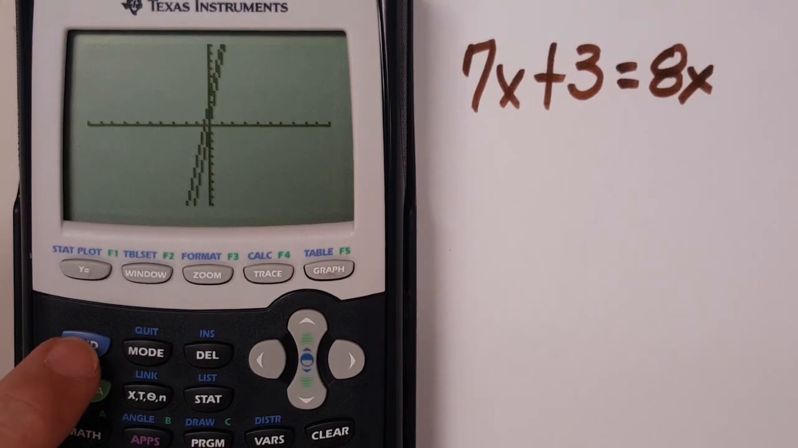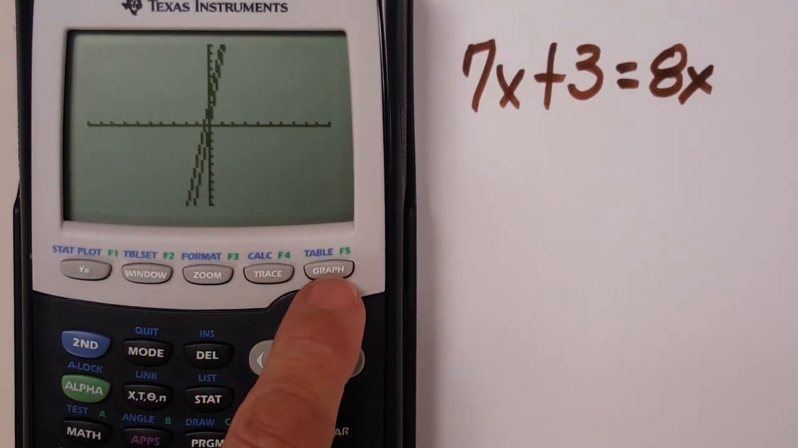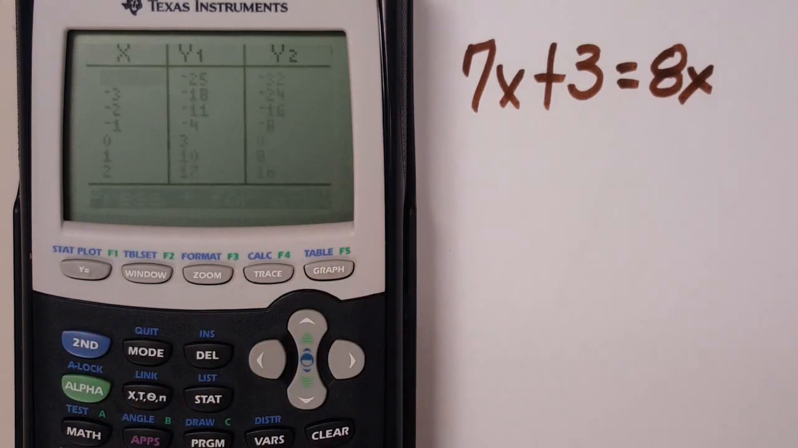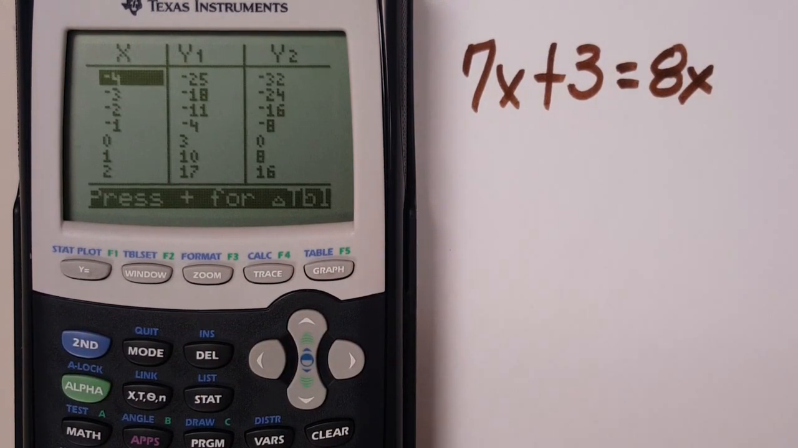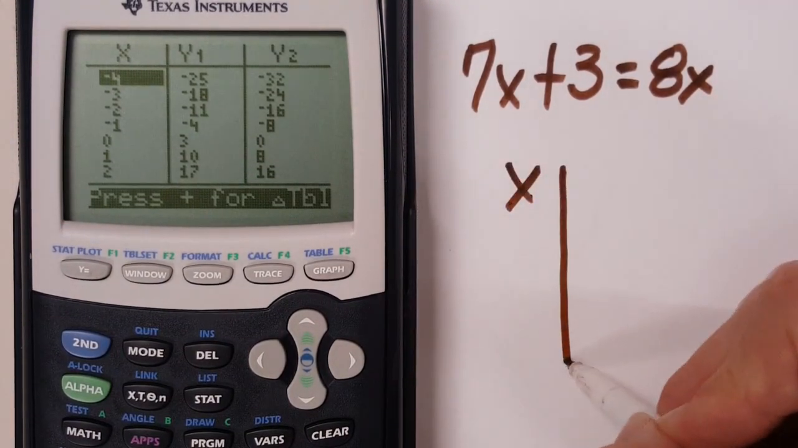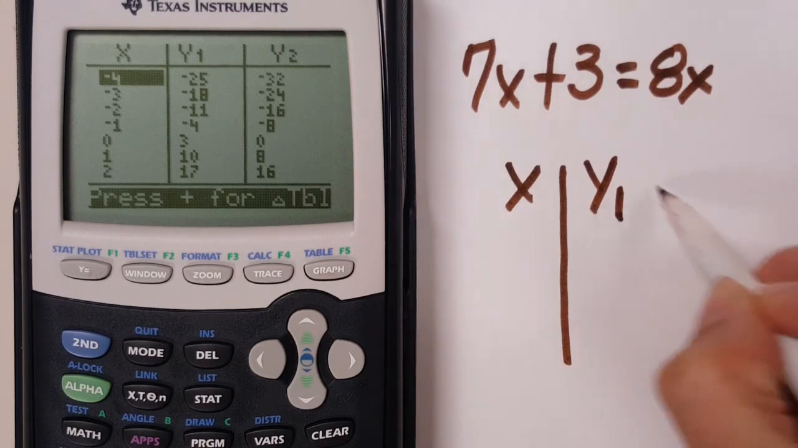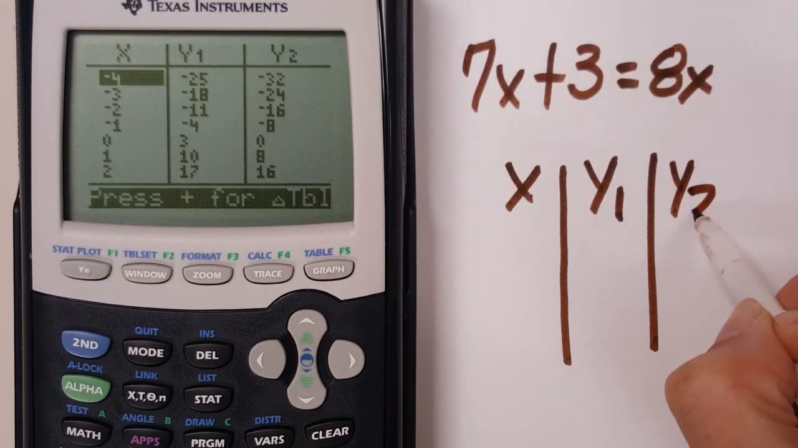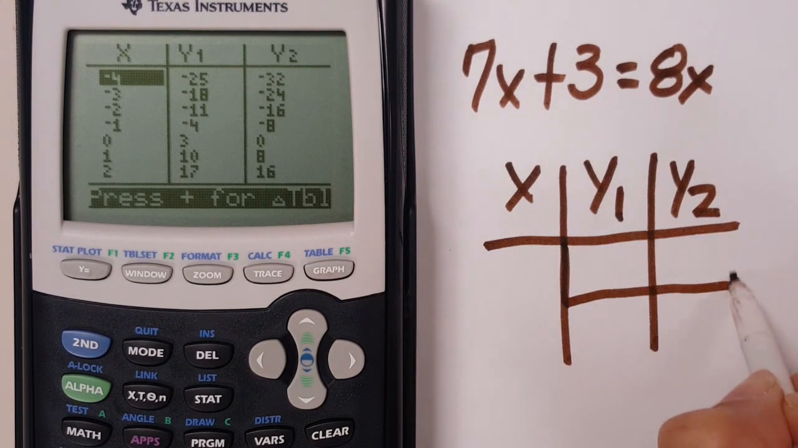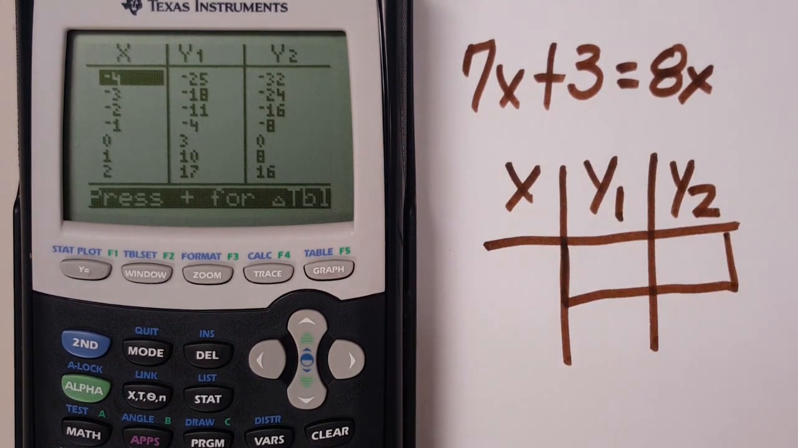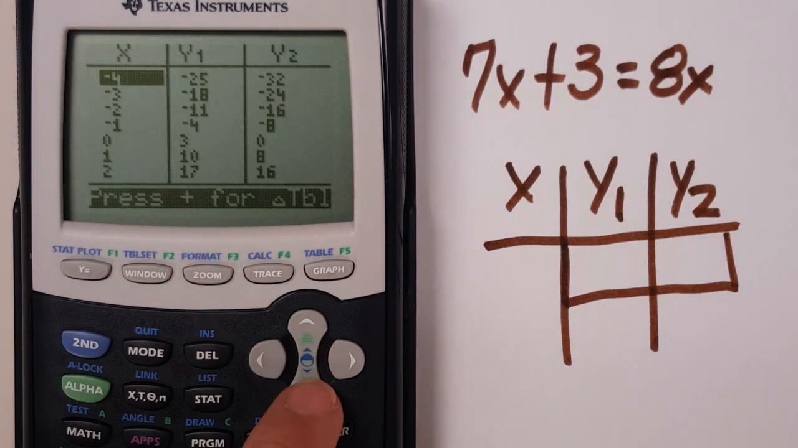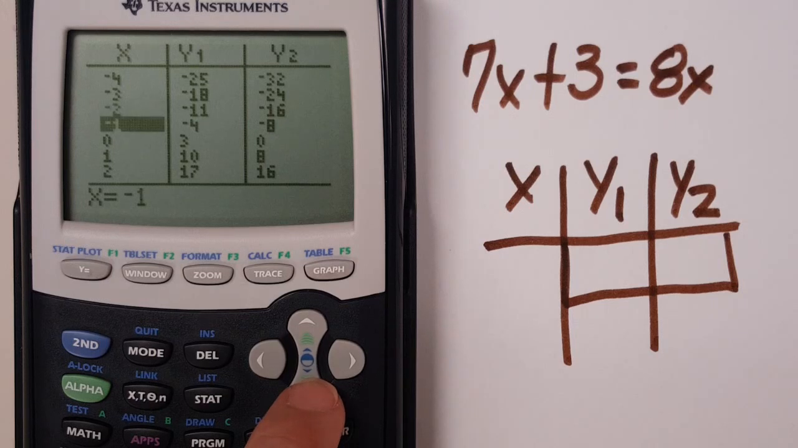So I'm going to push the second button, and then it's graph, but right above it is table. So second, table. This is my table. What I am looking for is when this y and this y equal the same thing. When they are equal, that's my answer. So I'm just going to move around. You can move on here. This moves you up and down and up and down.